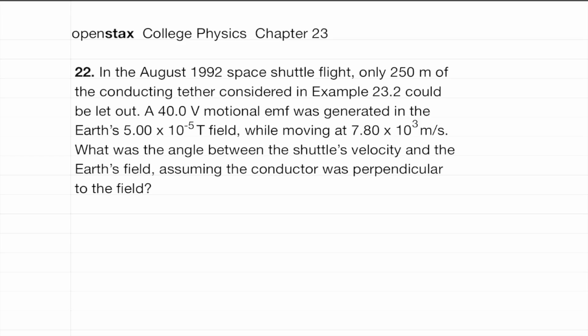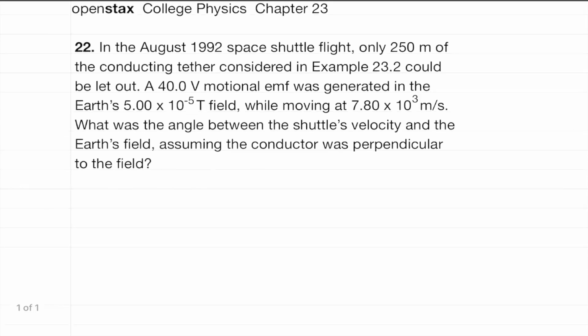Okay. And so we have a 40.0 volt motional EMF generated in the Earth's 5 times 10 to the minus 5 Tesla field while moving at 7.80 times 10 cubed meters per second. And we need to find the angle between the shuttle's velocity and the Earth's field. And we're going to assume the conductor is perpendicular to the field.